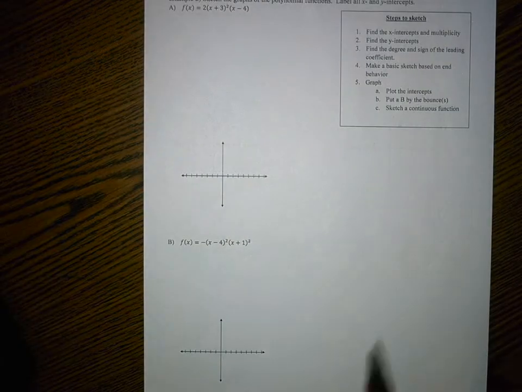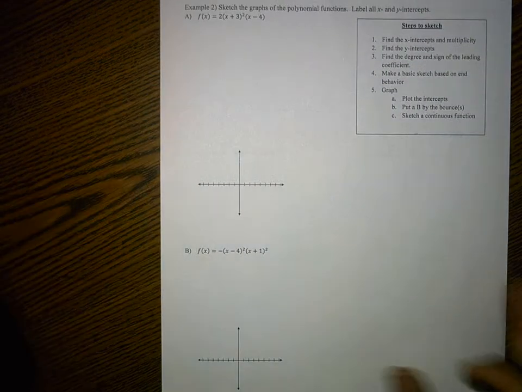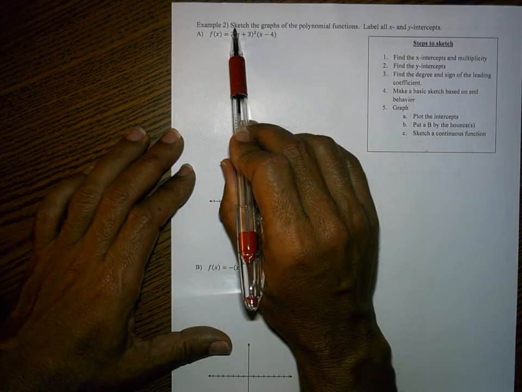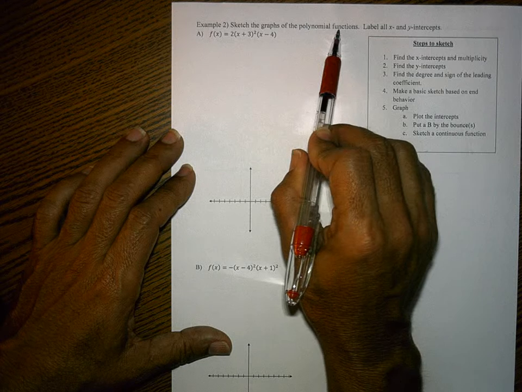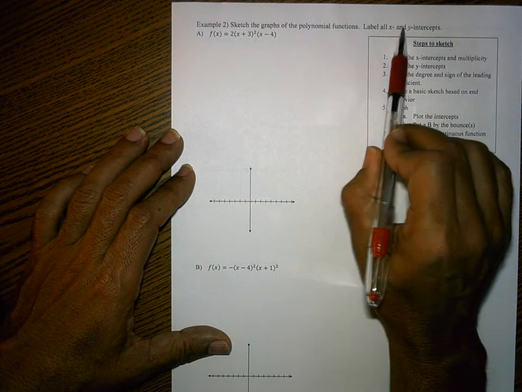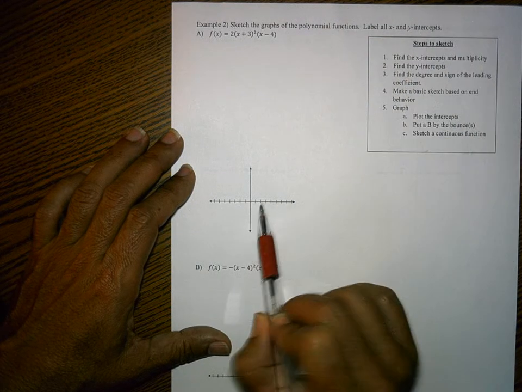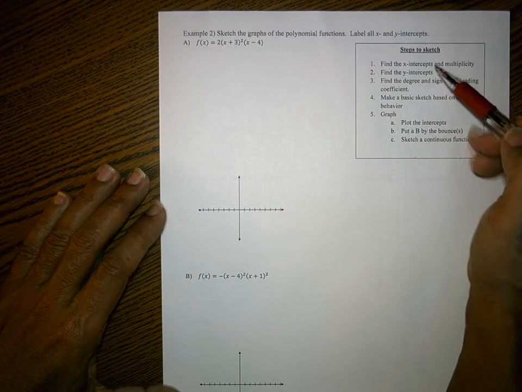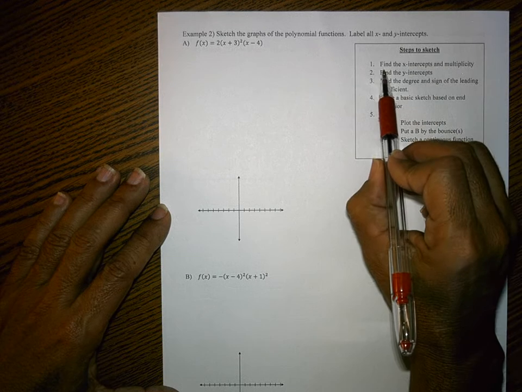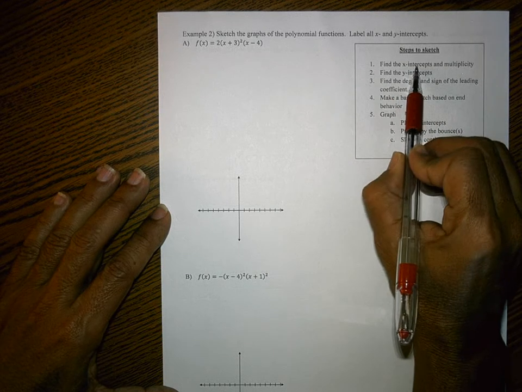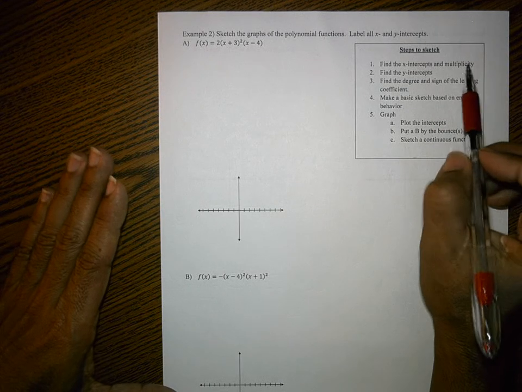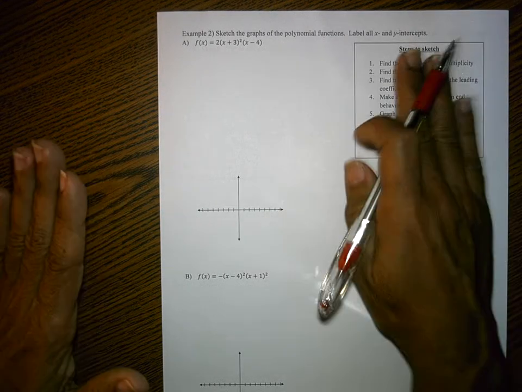So let's try right here. We have: sketch the graph of the polynomial function, label the x and the y-intercept here on the grid, and let's follow the step-by-step instructions here. It says, first, find the x-intercept and multiplicity of the function. I'm going to break my rules over here one more time. I'll come back to this in just a minute, I promise.